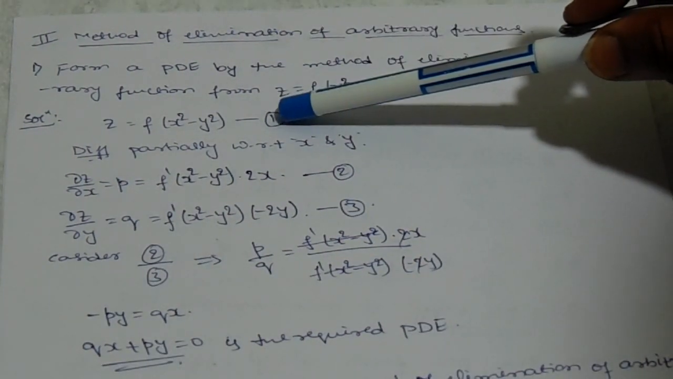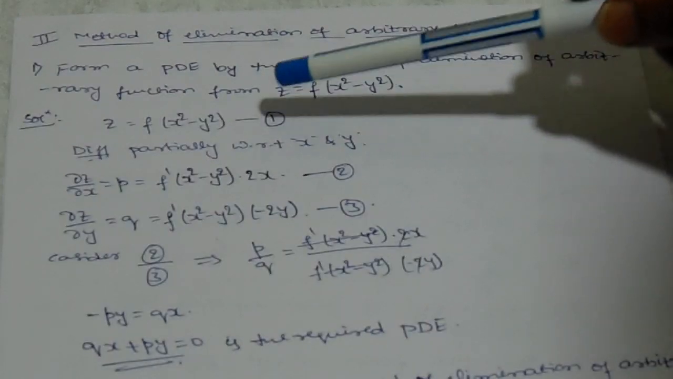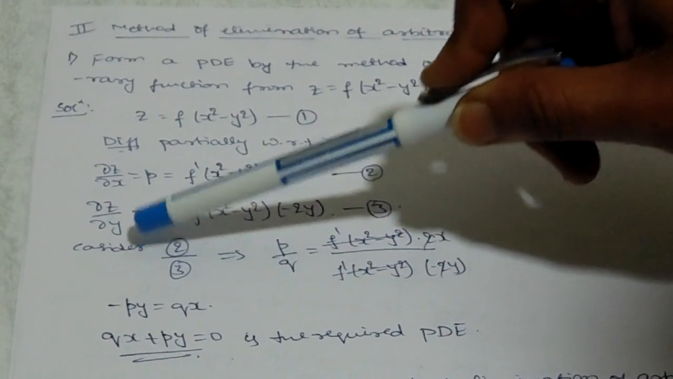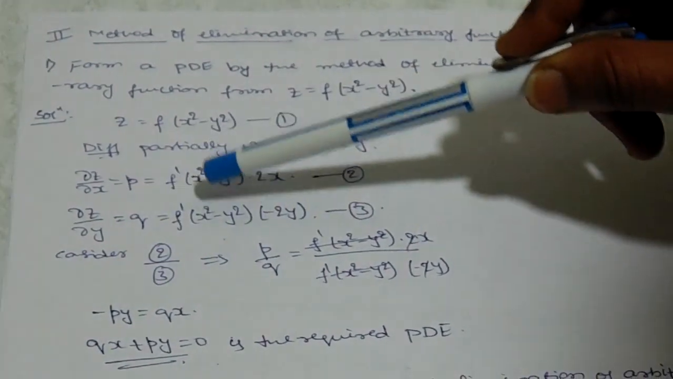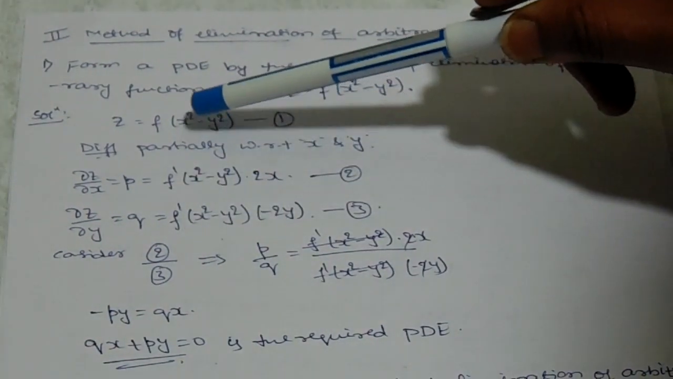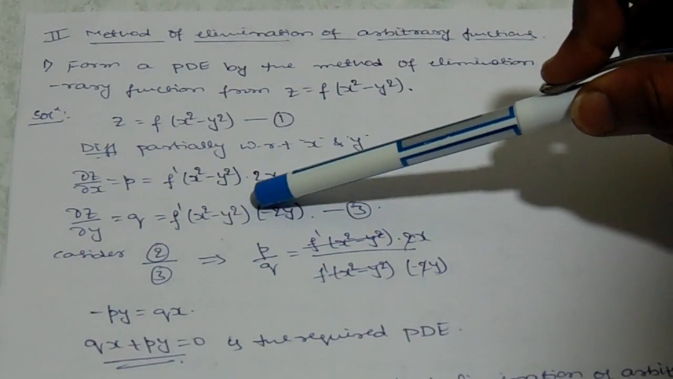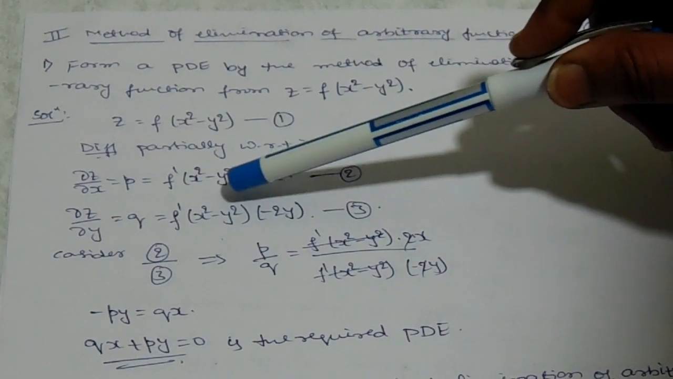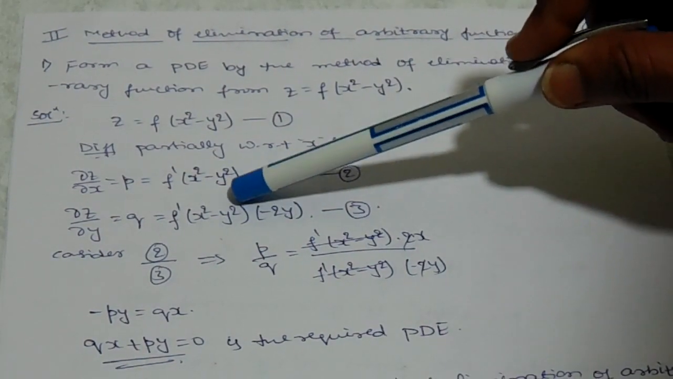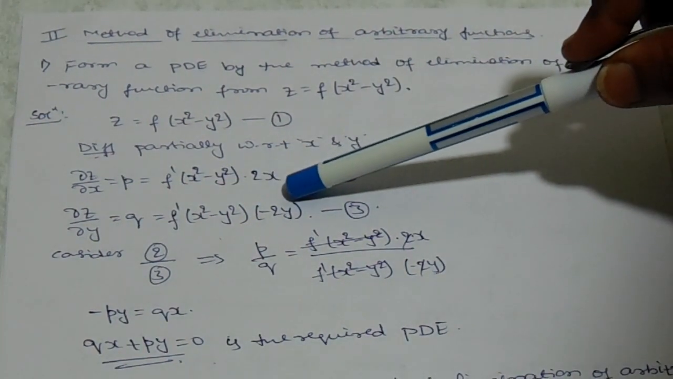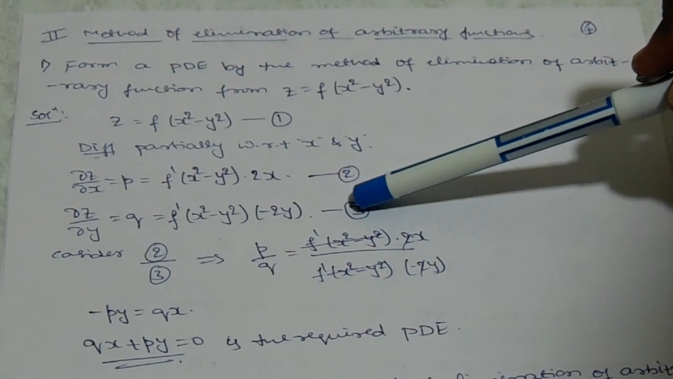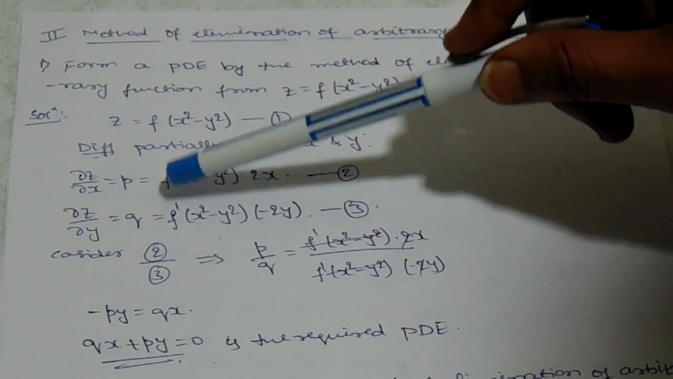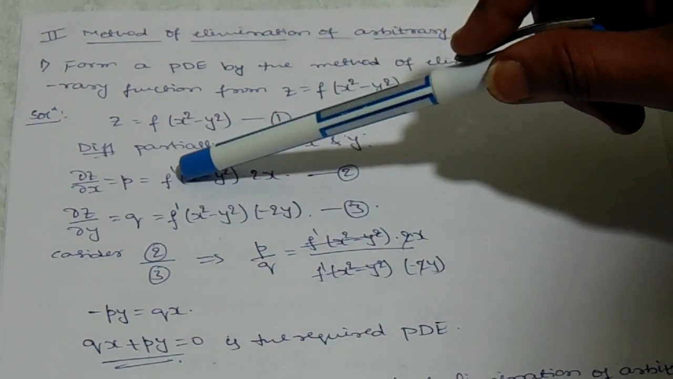Again differentiate equation 1 partially with respect to y. So you will get dou z by dou y, which is nothing but small q, equal to f dash of x square minus y square. Differentiation of x with respect to y is 0 and the differentiation of minus y square is minus 2y. Call it as equation 3. Now from equations 2 and 3, eliminate this f dash. How are you going to eliminate?